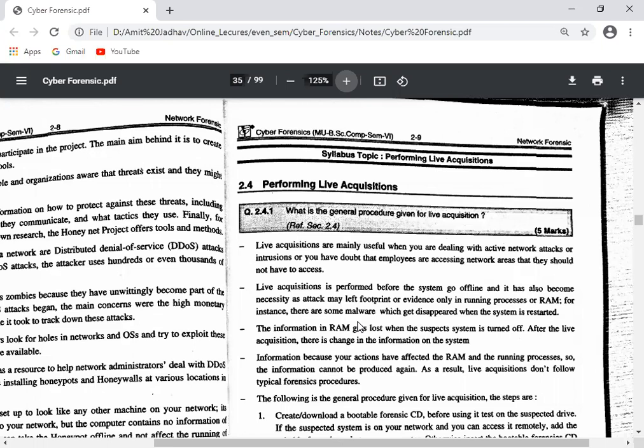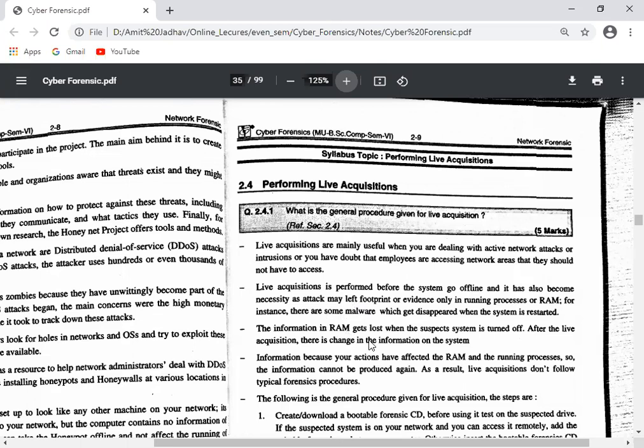If the system goes offline or shuts down totally, then we cannot get that data, because RAM is very volatile. We can get the data from RAM only while the machine is running. When the machine is turned off, we cannot get that data. For instance, there is some malware which disappears when the system is restarted. Whenever the system restarts, the malware executes in different files and vanishes from our system.